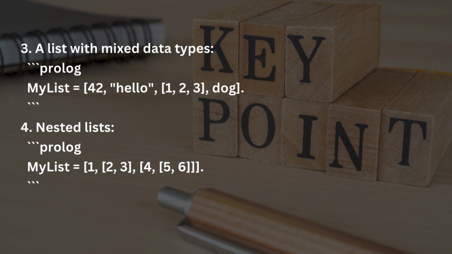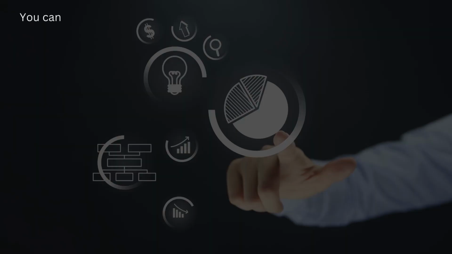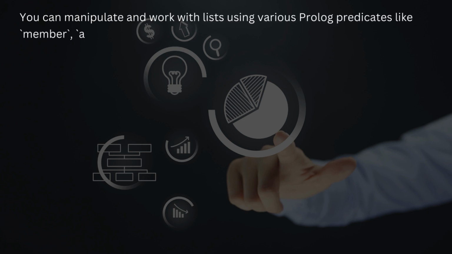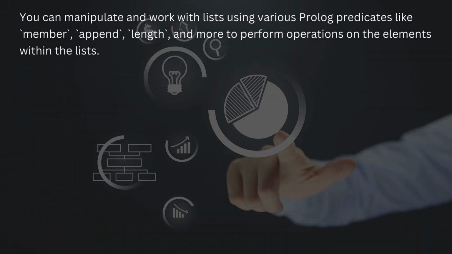And next is a nested list. In Prolog, how can you write a nested list? [1, 2, 3] is one combination, then 4, then [5, 6]. So you have a nested list of elements. You can manipulate and work with lists using various Prolog predicates like member, append, length and more, to perform operations on the elements within the list.